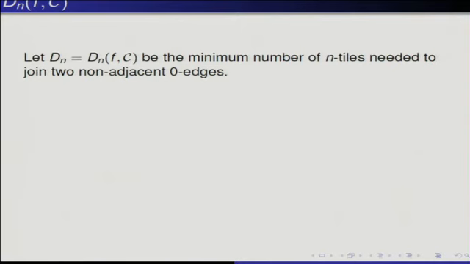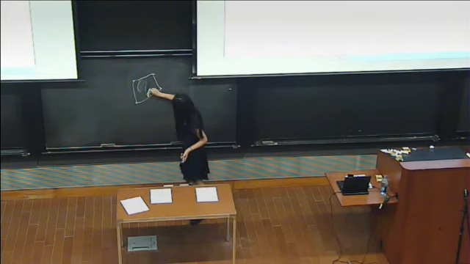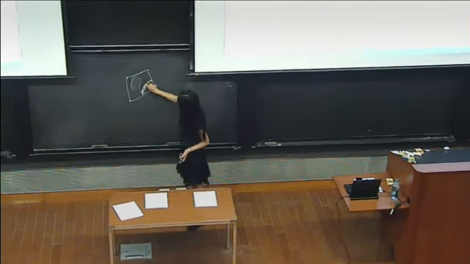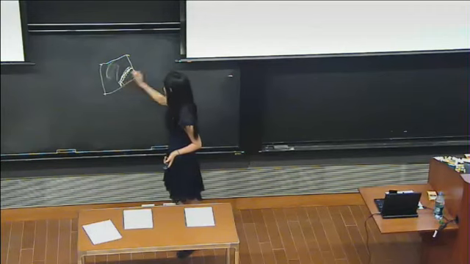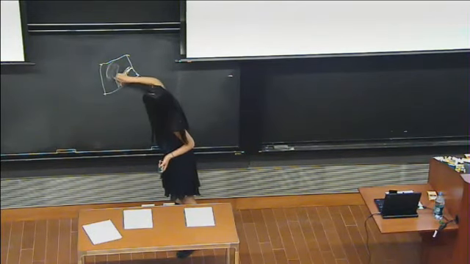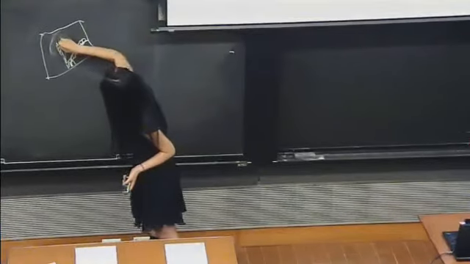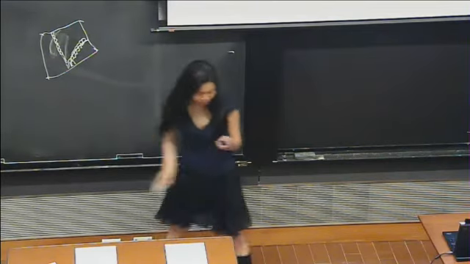Okay, now I define d_n to be the minimum number of n tiles needed to join two non-adjacent 0 edges. So, say this is the 0 edges, and our n tiles are much smaller. If n tiles are like this, they are not joining the non-adjacent edges, so the n tiles have to join non-adjacent ones. So it's going to look like this. And the minimum over any of them will be d_n.